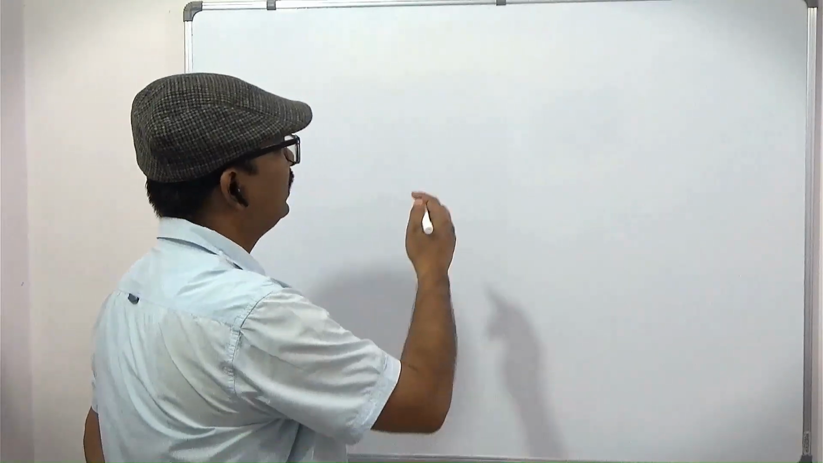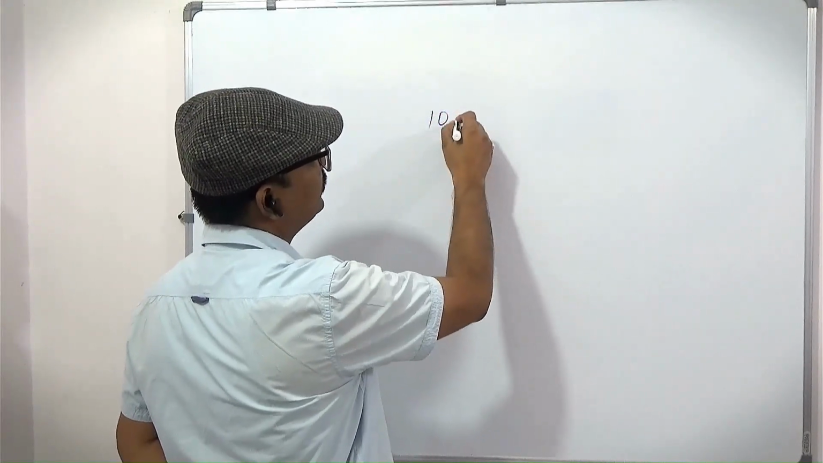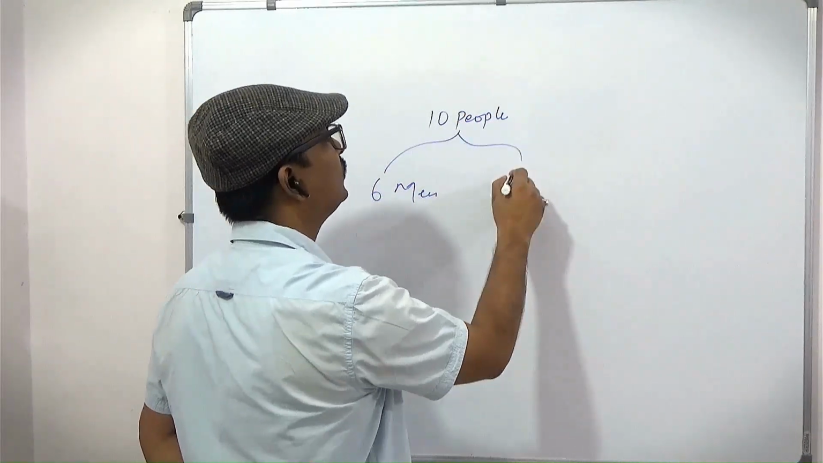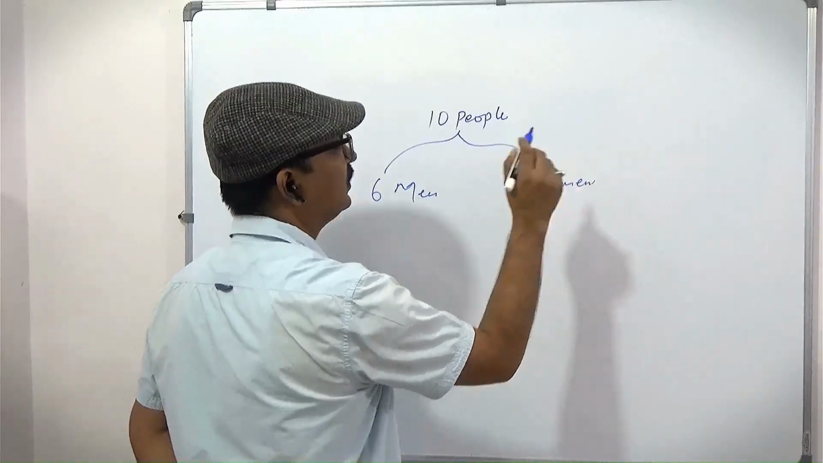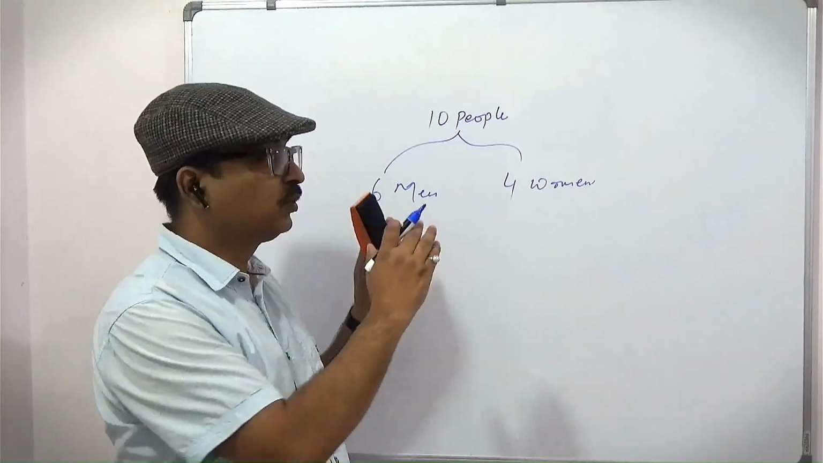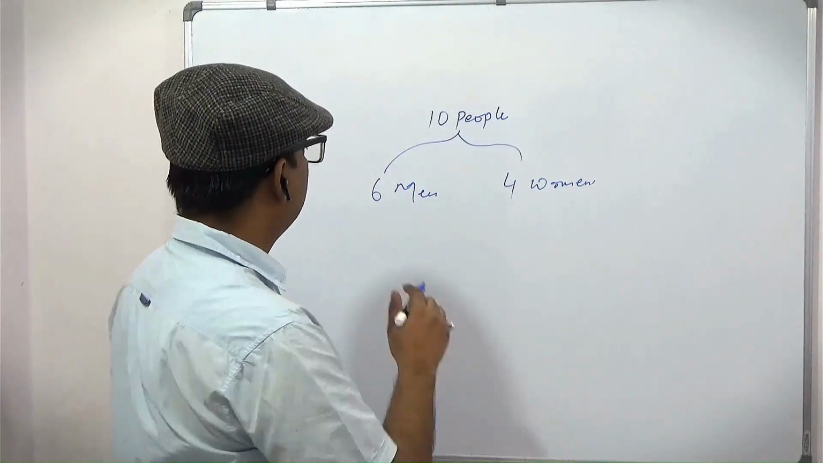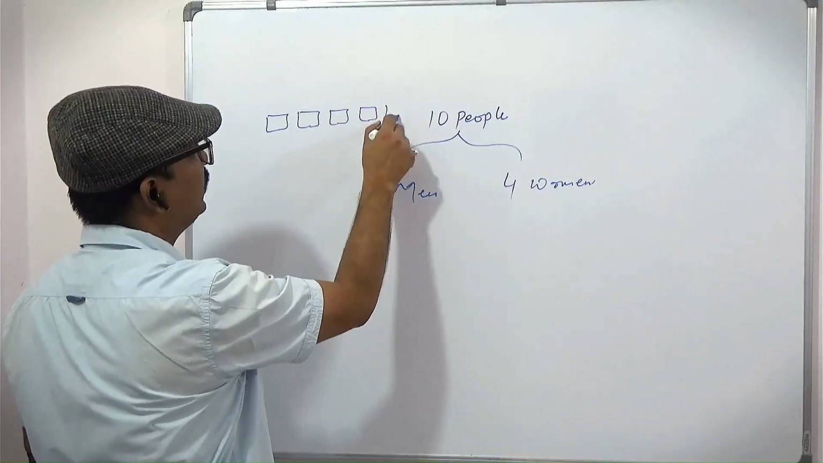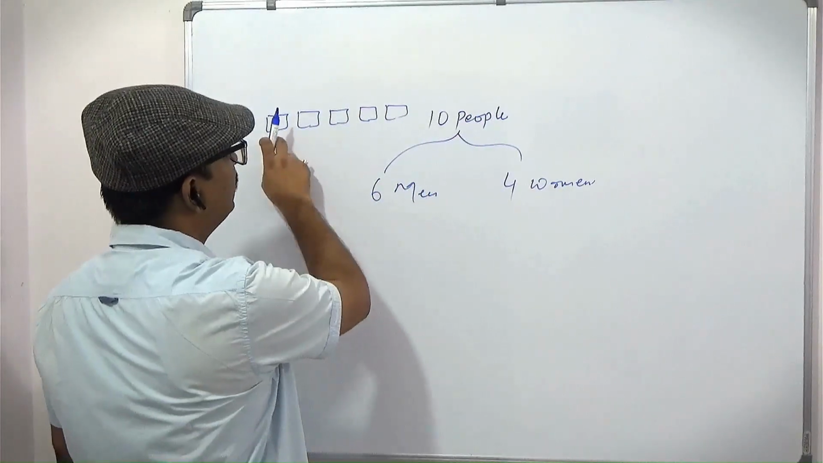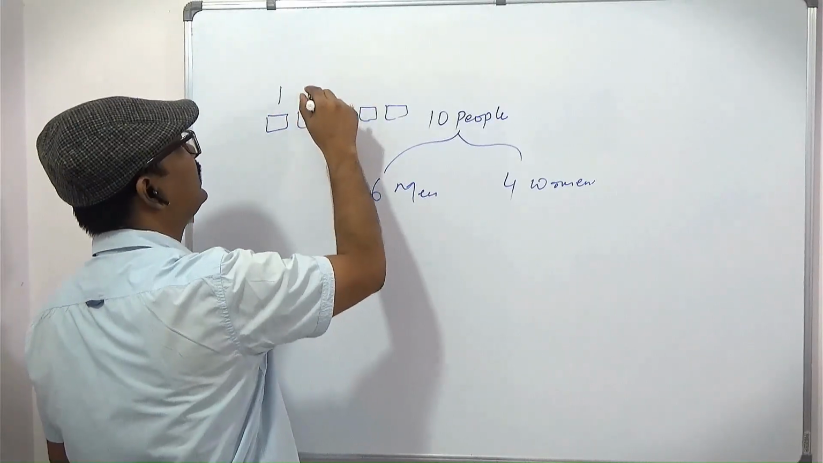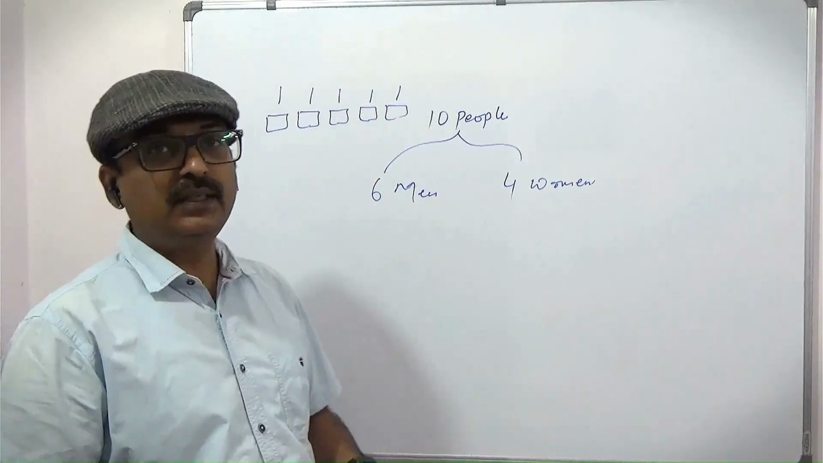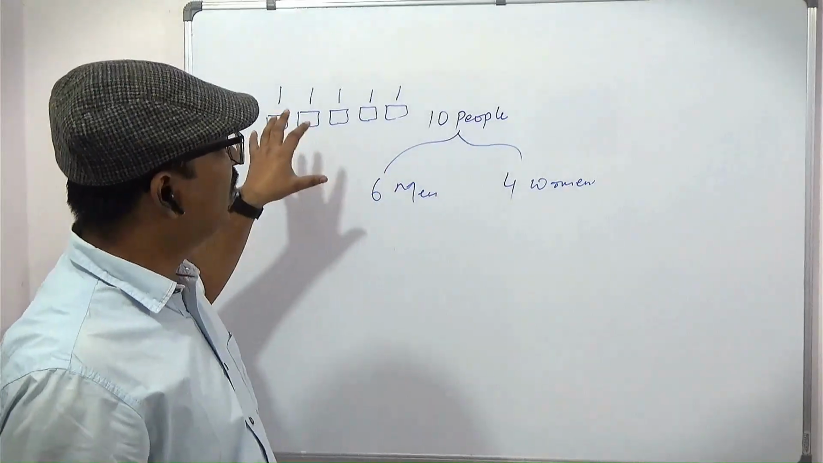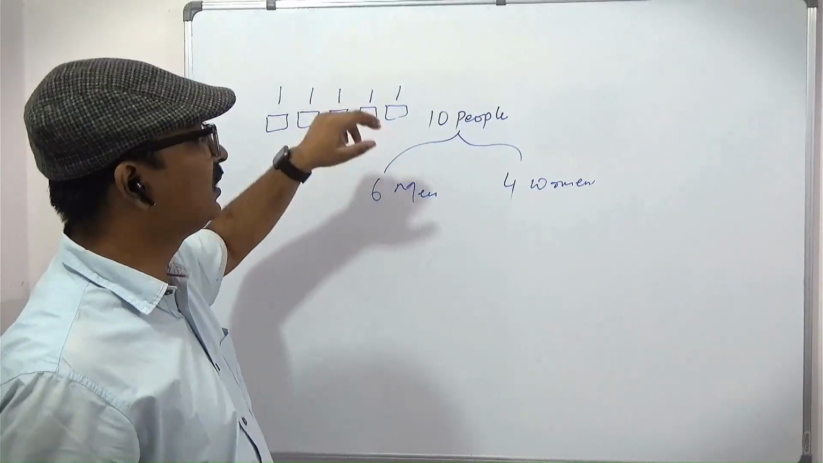Let's say there are 10 people, out of which 6 are men and 4 are women. Now we have to take a group photograph. We have 5 chairs in which out of these 10 people, 5 will occupy the chairs and 5 will be standing behind these chairs. This is our problem as we speak in mathematics. So, in how many ways can we have this arrangement?